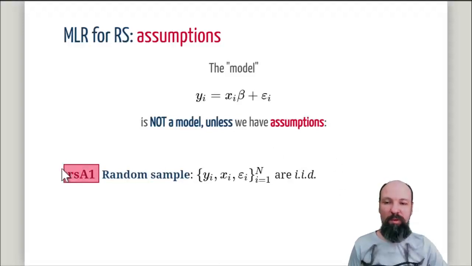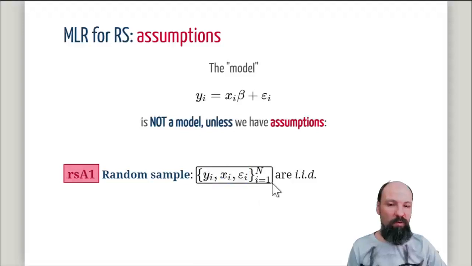The first assumption, we will call it RS. RS stands for random sampling, because we are considering the random sampling case. A1, assumption 1, random sampling. We say that the data that we use comes from IID observations, or comes from an IID data generating process. It means that this whole thing, when we observe it in a sample, is assumed to be IID. You know what that means: identically and independently distributed.